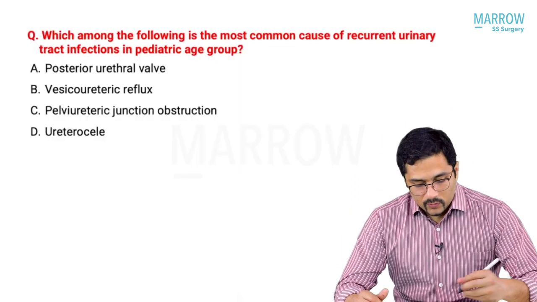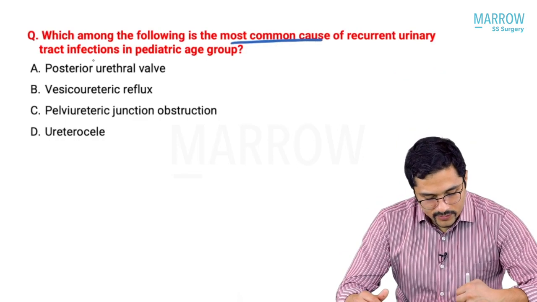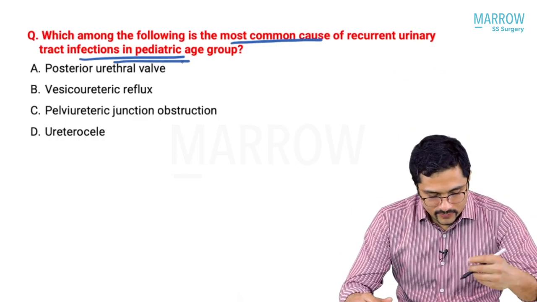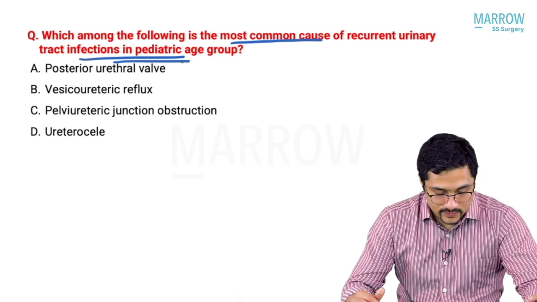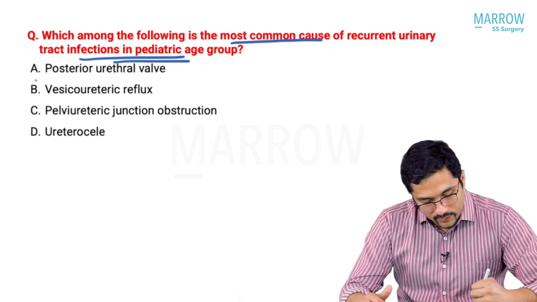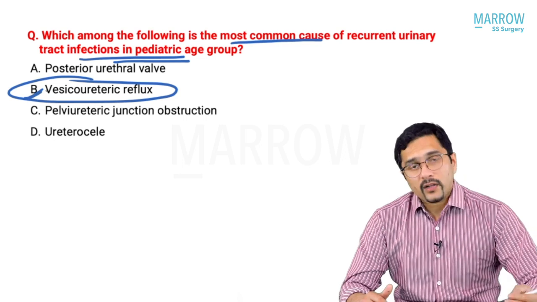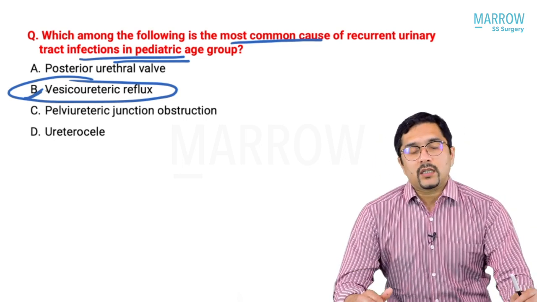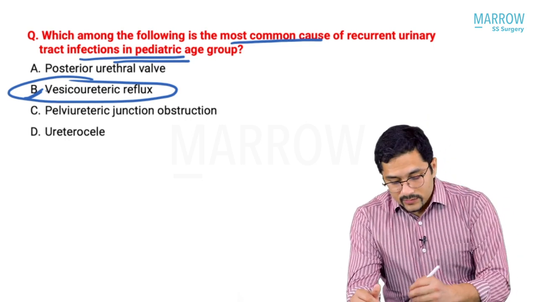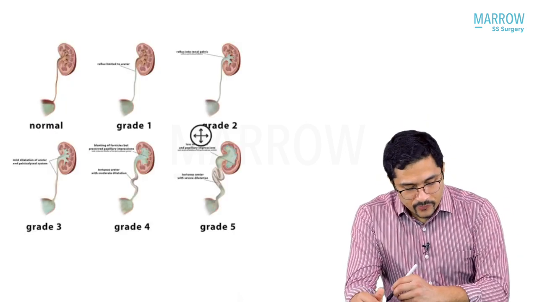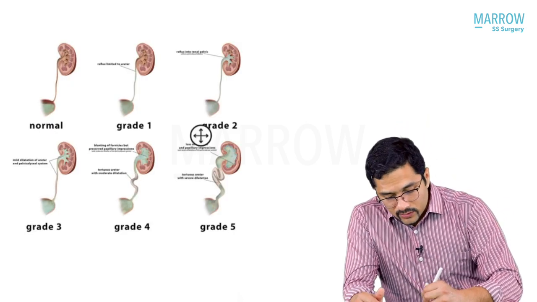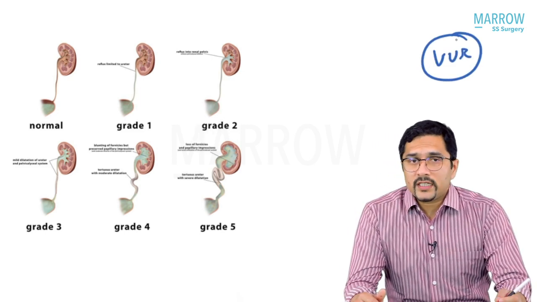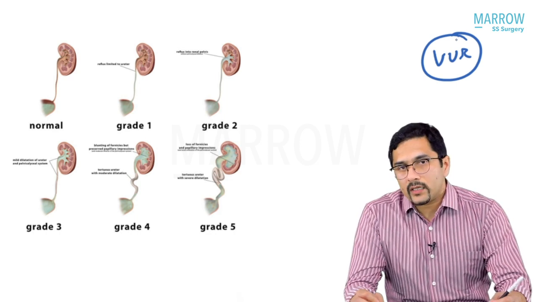Which of the following is the most common cause of recurrent urinary tract infections in pediatric age group? Recurrent urinary tract infections in pediatric age group will be because of vesico-ureteric reflux. Vesico-ureteric reflux is very common in children, and that can give rise to recurrent infections. There are 5 grades of vesico-ureteric reflux which you can see. Majority of the patients are treated just with prophylactic antibiotics.